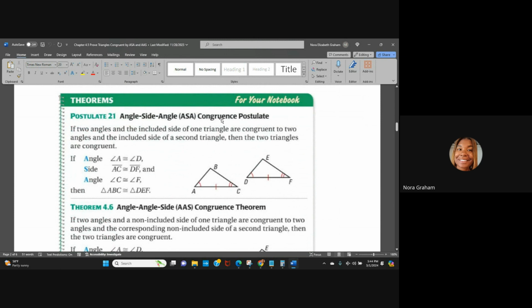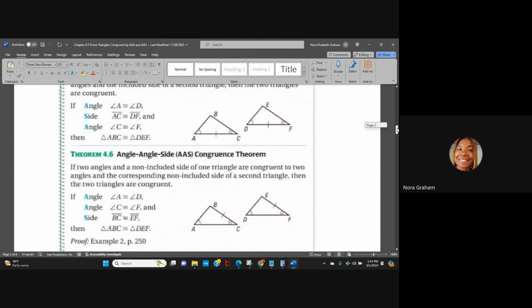All right. For this one, basically what we're looking at is if I'm given two corresponding angles and the side in between those two corresponding angles is congruent, then we can say the two triangles are congruent by angle, side, angle, right?